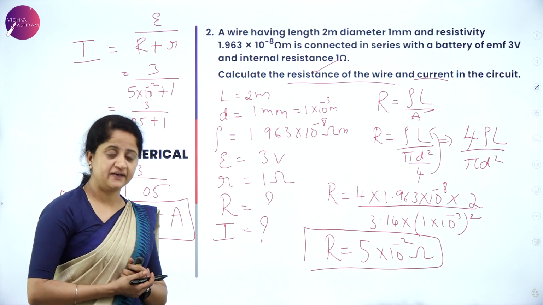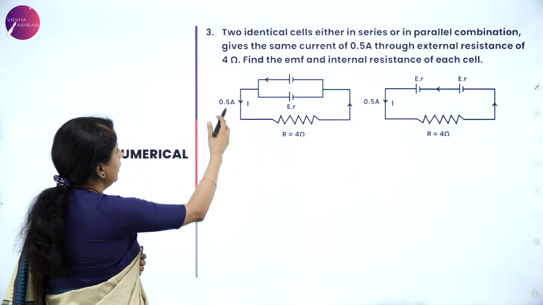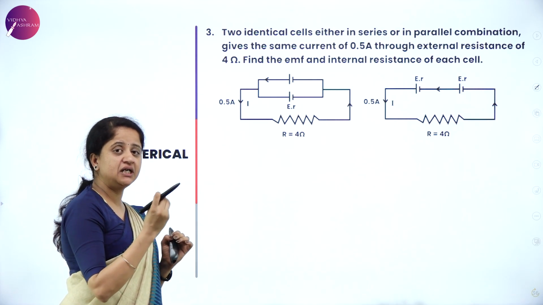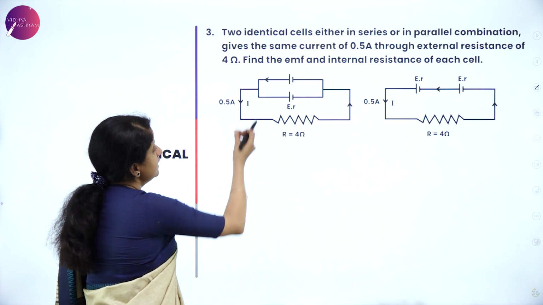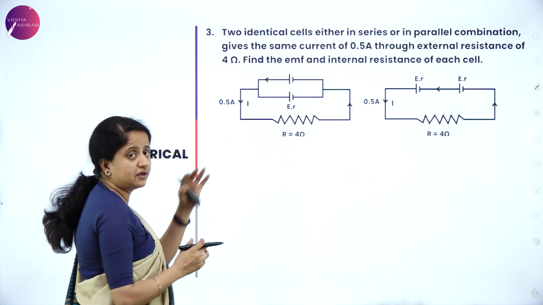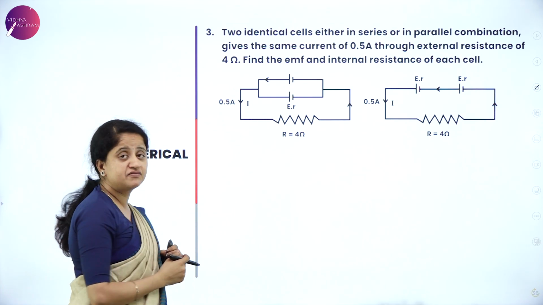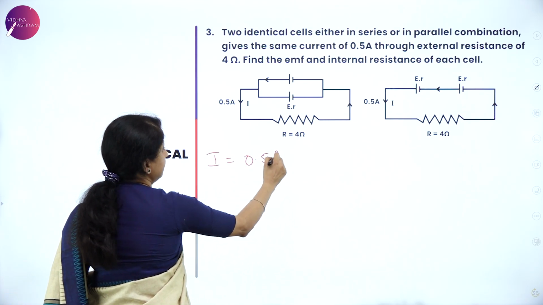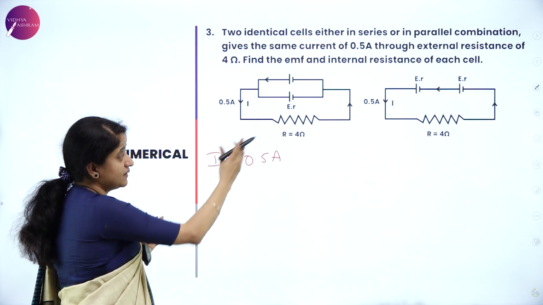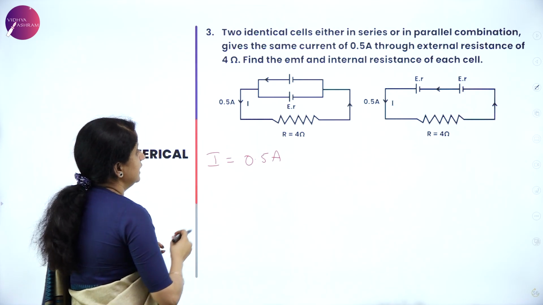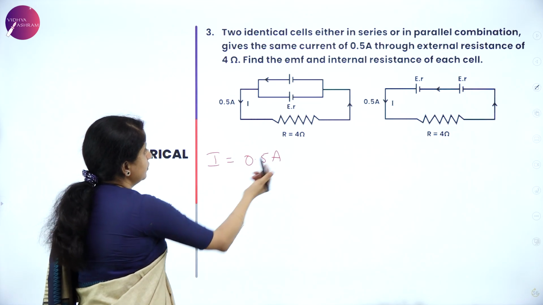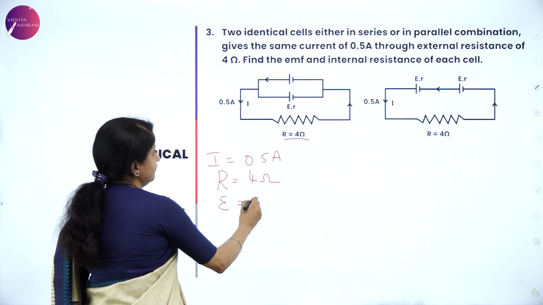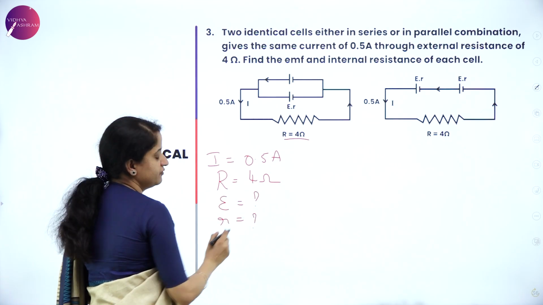So let's move on to the next type of problem, that is two identical cells. Here it is given identical cells, which means their properties are the same. They have equal EMF and equal internal resistance. They are connected either in series or in parallel combination, and give the same current of 0.5 amperes, and it is connected through an external resistance of 4 ohms, that is capital R is equal to 4 ohms. Find EMF and internal resistance of each cell.